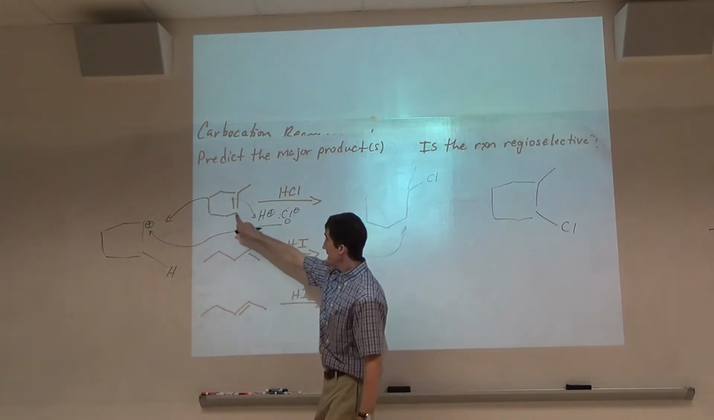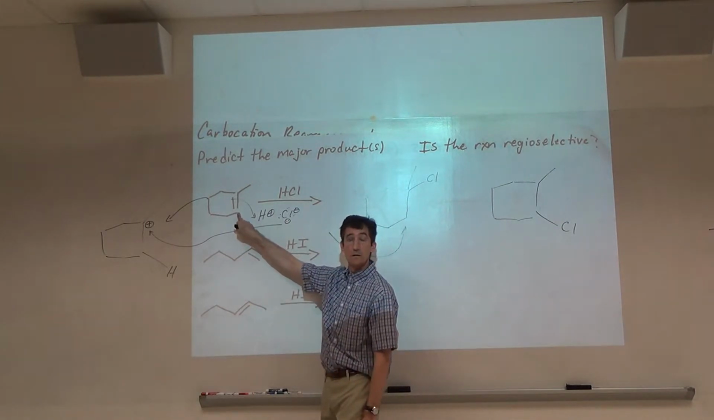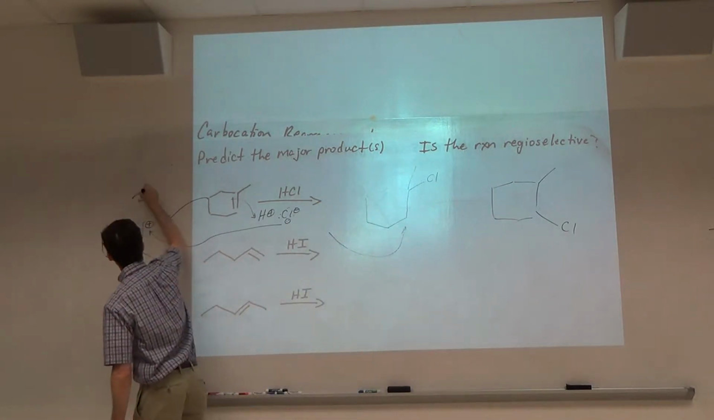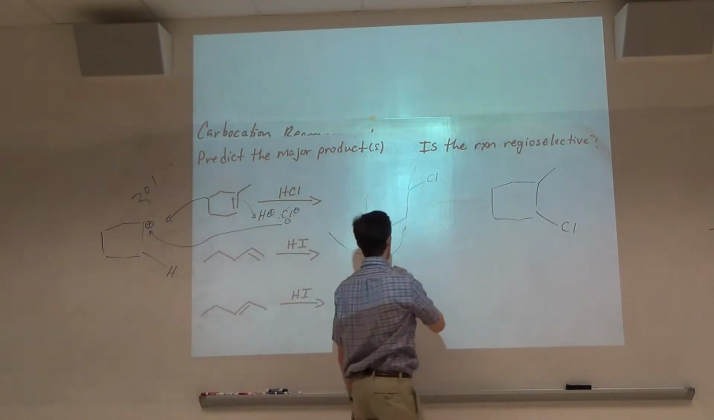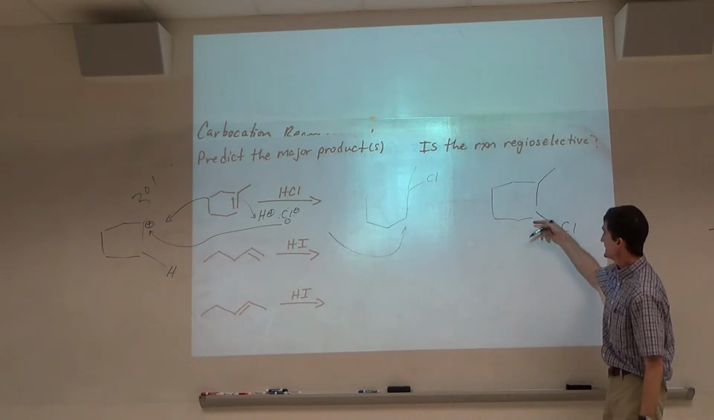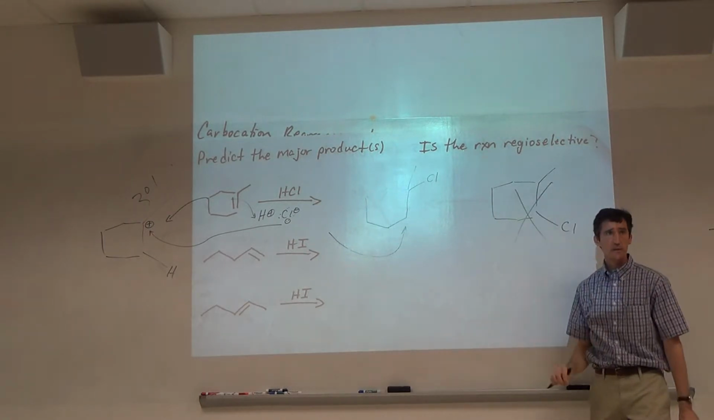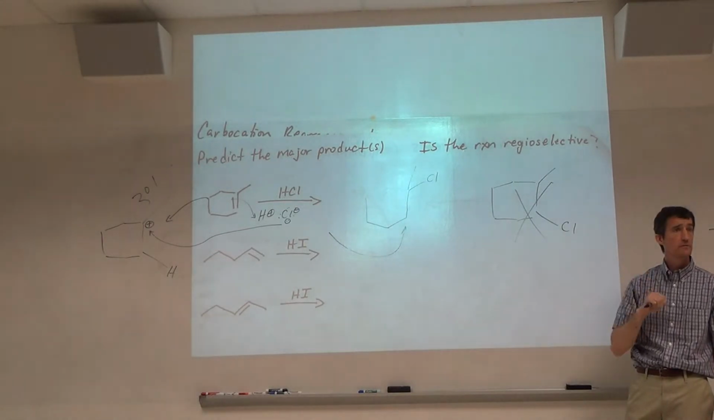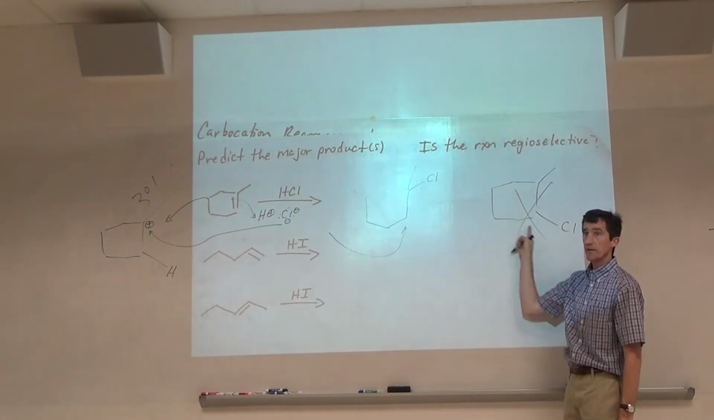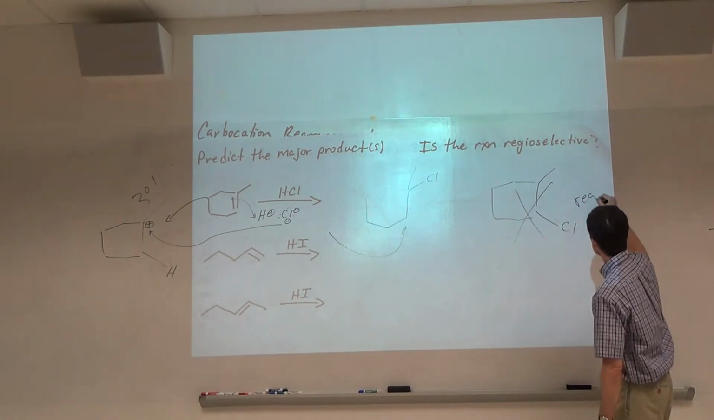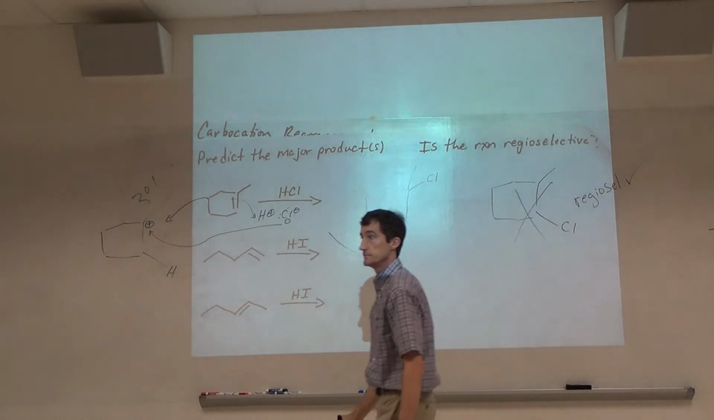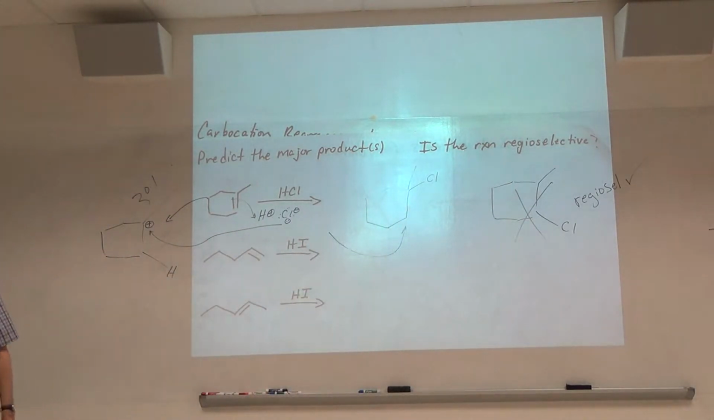Do we make carbocation down here? No, that would be secondary. We make tertiary carbocation. Because we don't make carbocation down there, we don't get chlorine adding down there. Is this reaction regioselective? Do we get the chlorine bonded in one region versus another? Yes. We get that one, not this one, regioselective. Okay? We only get this regioisomer, not that regioisomer.